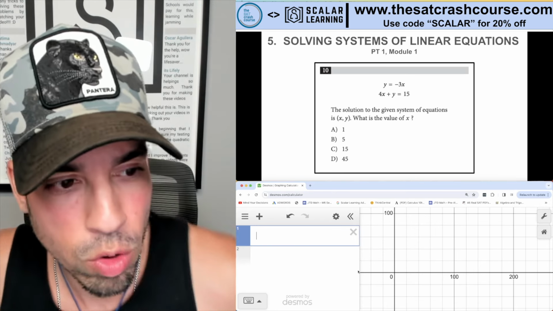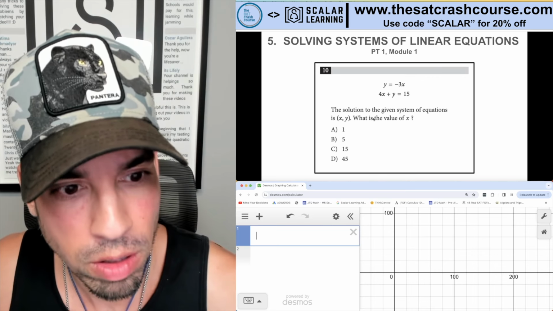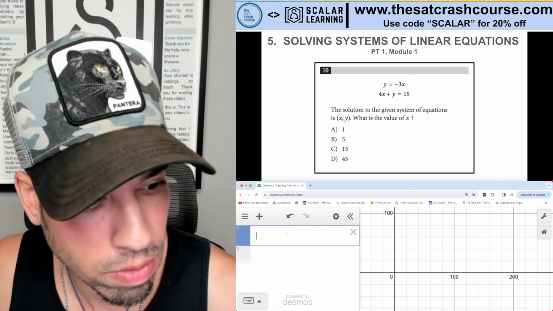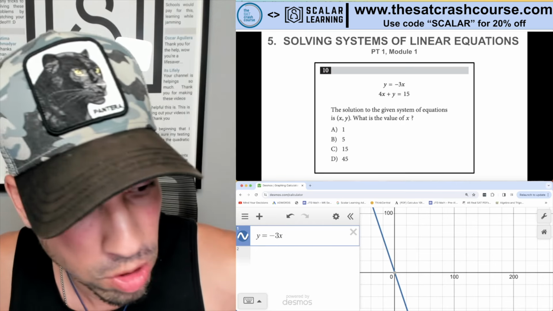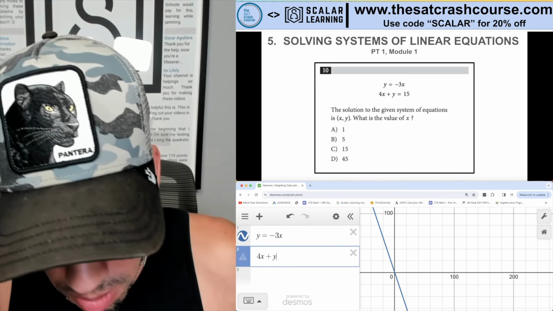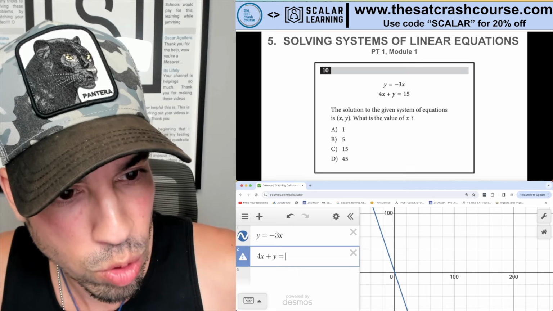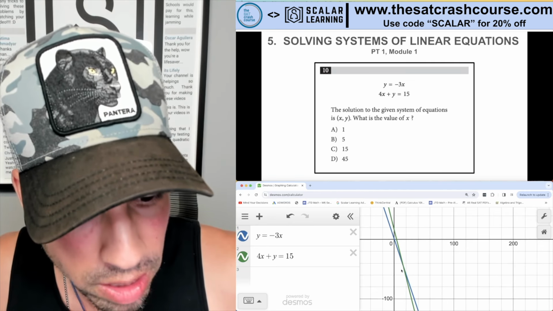Now we're solving systems of linear equations. Again, that's two linear equations. We're trying to figure out the value of x or y. Here, we're trying to figure out the value of x. Watch how nice and easy this is. You could do this, again, algebraically with some substitution, but instead, I'm just going to plug them in like so. 4x plus y equals 15.